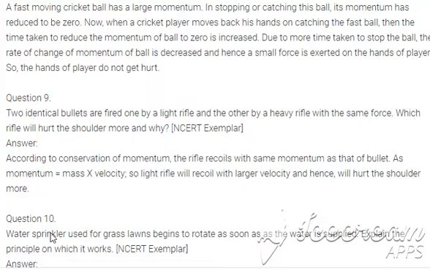Now this question is for you. You all have to find the answer for it. A water sprinkler used for grass lawns begins to rotate as soon as the water is supplied. Explain the principle on which it works. This question you have to research first and then write down the answer in your own words and then you can show me.